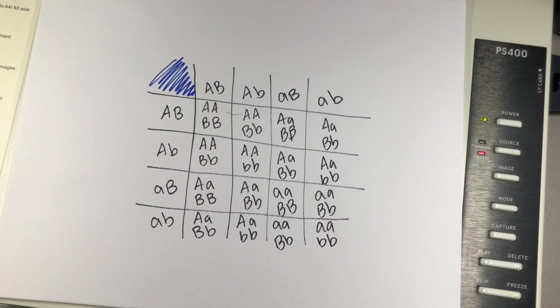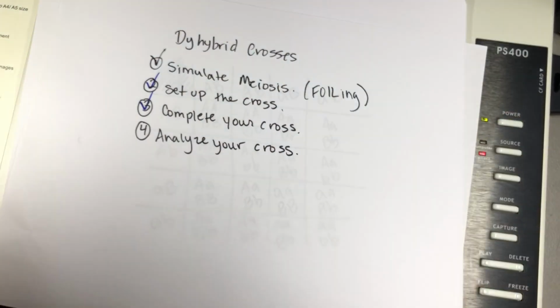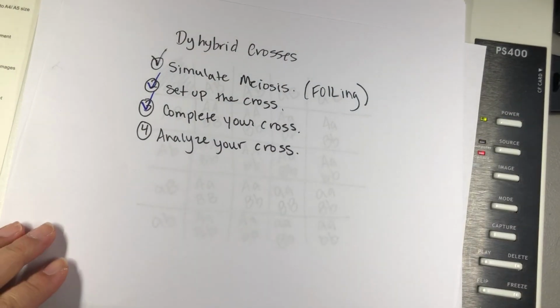Okay, so what we're going to do now is analyze the data. So here we go. We set up the cross. Ooh, and we also completed the cross, so we get to cross 2 off our list. And then finally, let's analyze our cross.